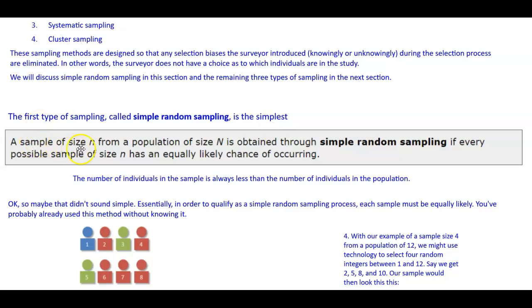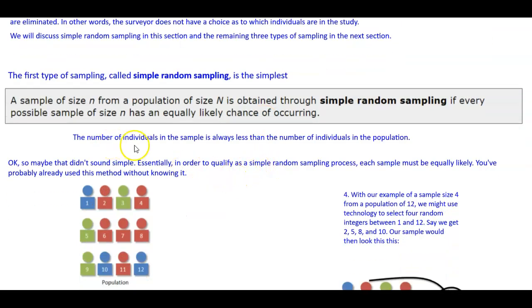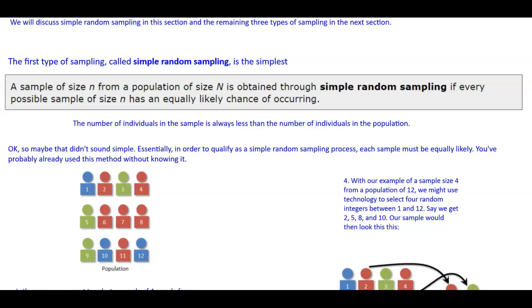A sample of size n from a population of size capital N is obtained through simple random sampling if every possible sample of size lowercase n has an equally likely chance of occurring. What we're saying is that the number of individuals in the sample is always less than the number of individuals in the population. Okay, so maybe that didn't sound too simple. Essentially, in order to qualify as a simple random sampling process, each sample must be equally likely. You've probably already used this method without even knowing it.